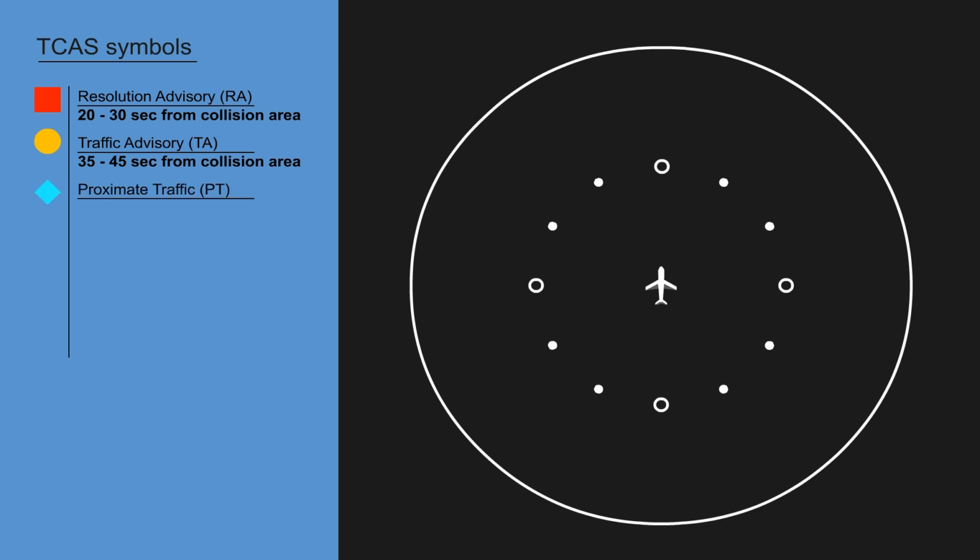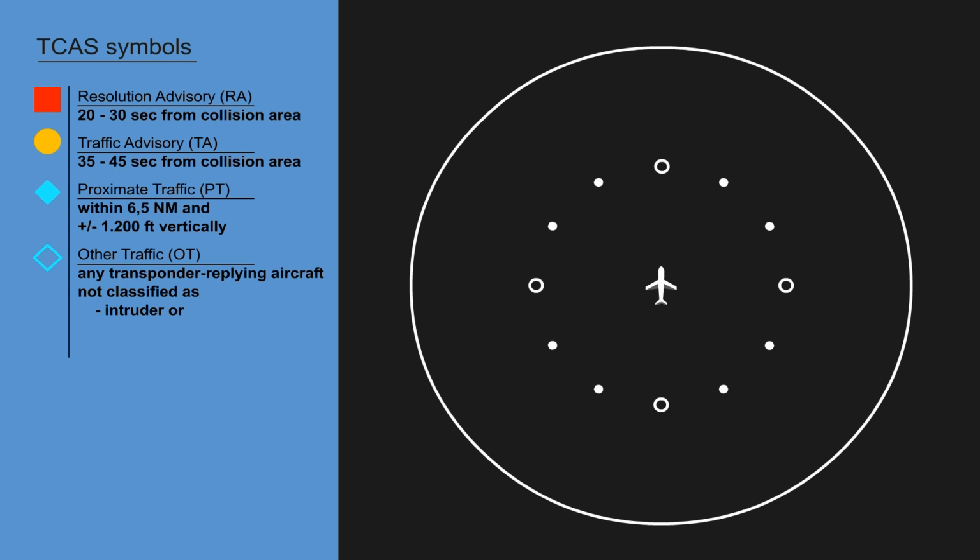Proximate traffic are aircraft within a range of 6.5 nautical miles and plus or minus 1,200 vertical feet. A hollow cyan diamond symbolizes other traffic, OT. OT can be any transponder-replying aircraft not classified as an intruder or proximate traffic and within plus or minus 2,700 feet vertically and within the range of the display. Display of other traffic is inhibited during traffic advisories and resolution advisory.